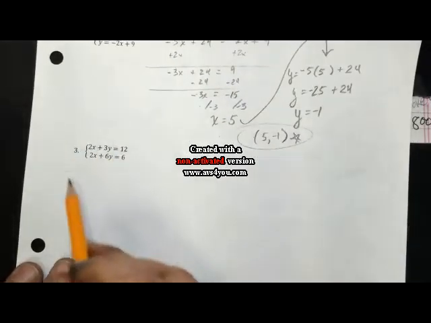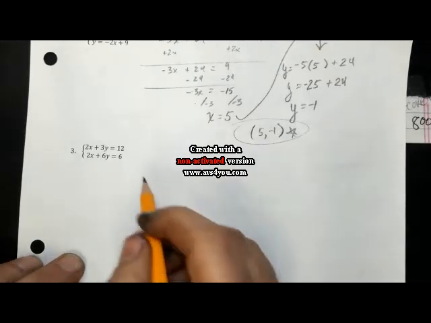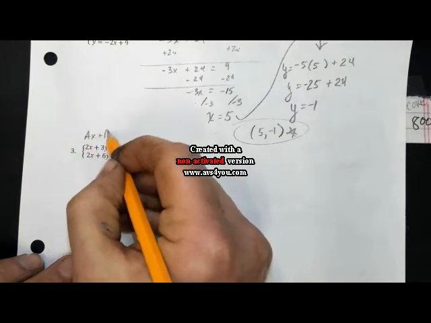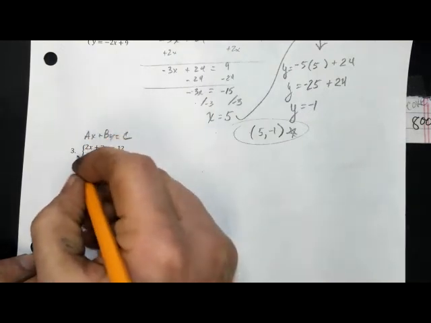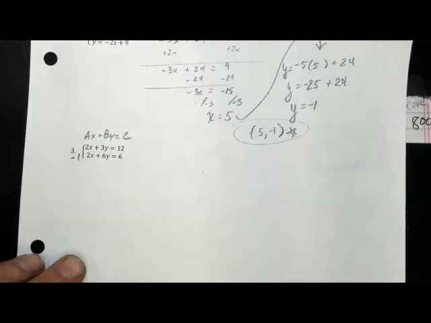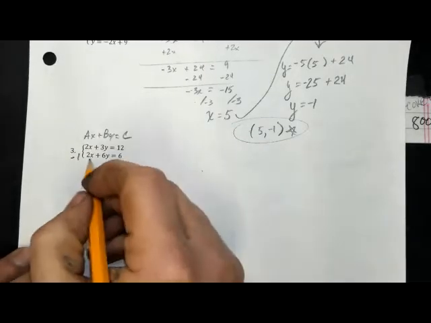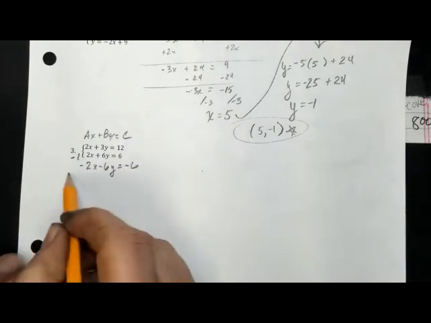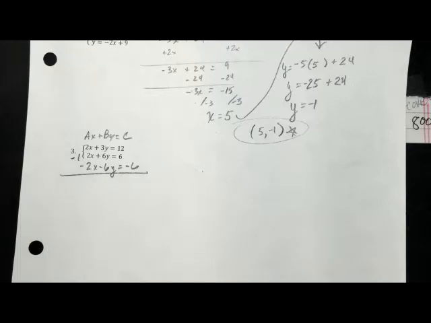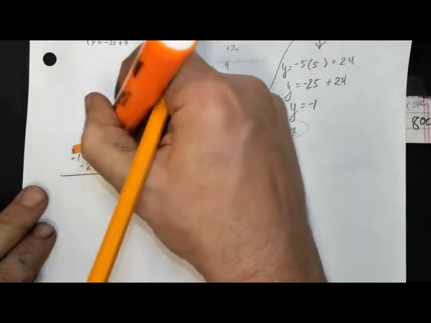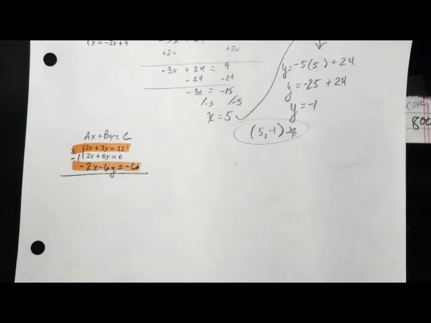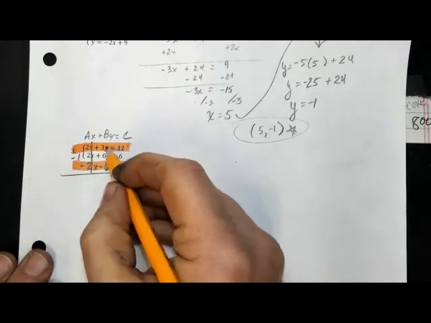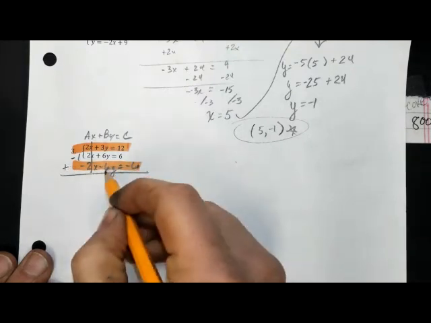Okay, here we have a system where we're going to use elimination. They're all in standard form, that is ax plus by equals c format. And all I need to do here is multiply one of these lines by -1. Why? Because we need to make sure that something will cancel. So in this case, I now have these two equations. That cancels, 2x and -2x.